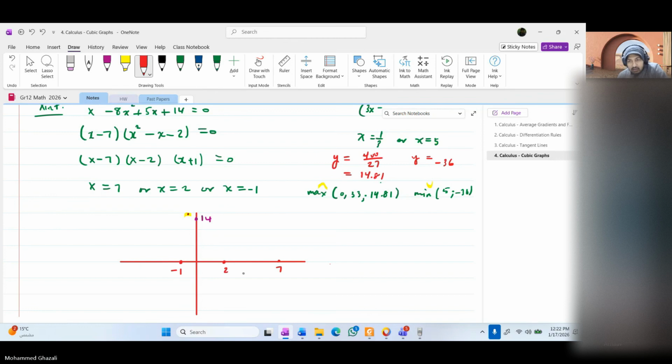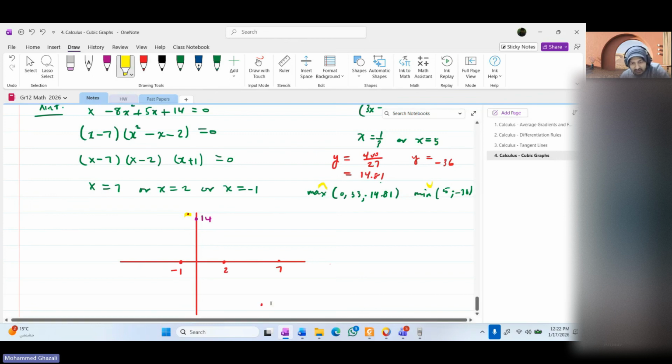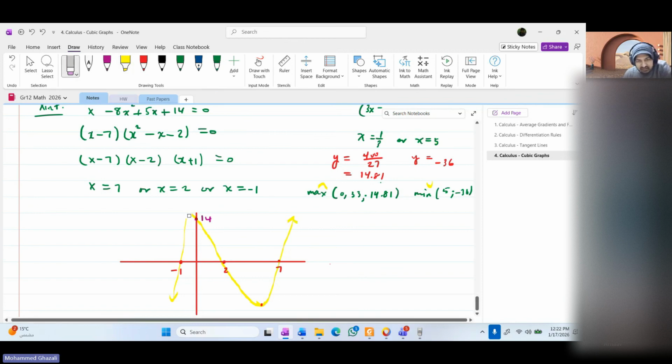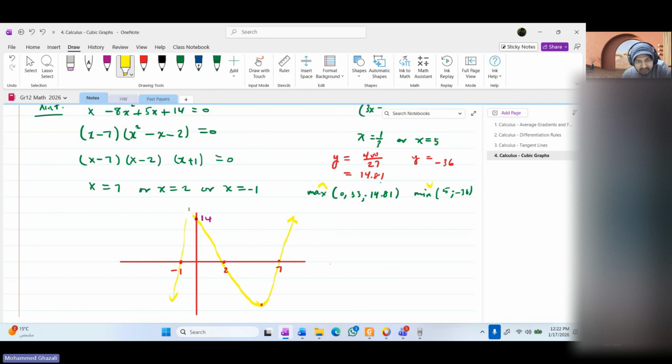Then 5 and negative 36. 5 and negative 36 is right down here, and that graph is happy, right? And so now you don't have an option. You got to join at -1, right? You got to cut that graph at 14, go through 2, come down, join up here, right? And go through 7 and up. That's it.